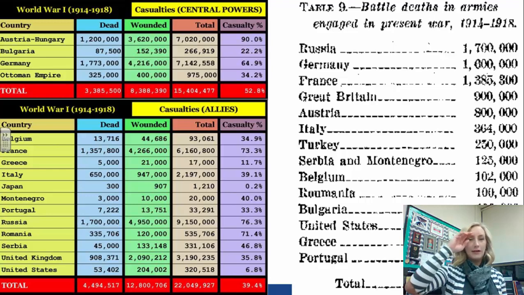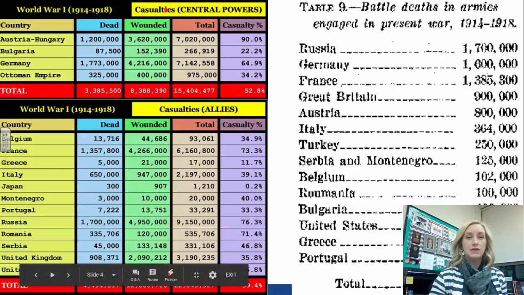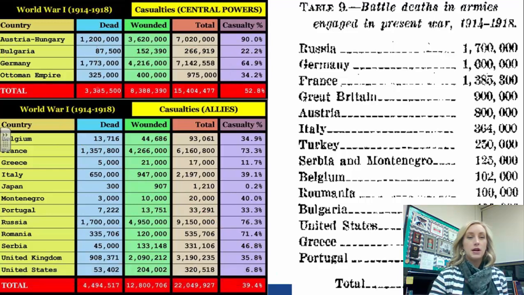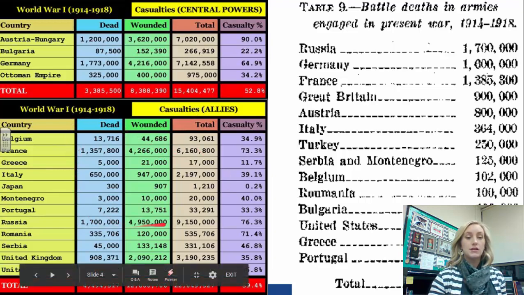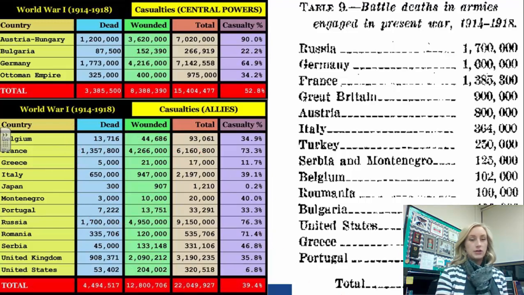So I want to show you this graphic here to show you that World War I changed the world, and here's why. It shows you the casualties of the Central Powers in this top graphic on the left, the amount dead, the amount wounded, the total, etc., and then World War I casualties of the Allied powers. And you see down at the bottom that even though there were a ton more of the Allies, they had a little over 1 million more dead.